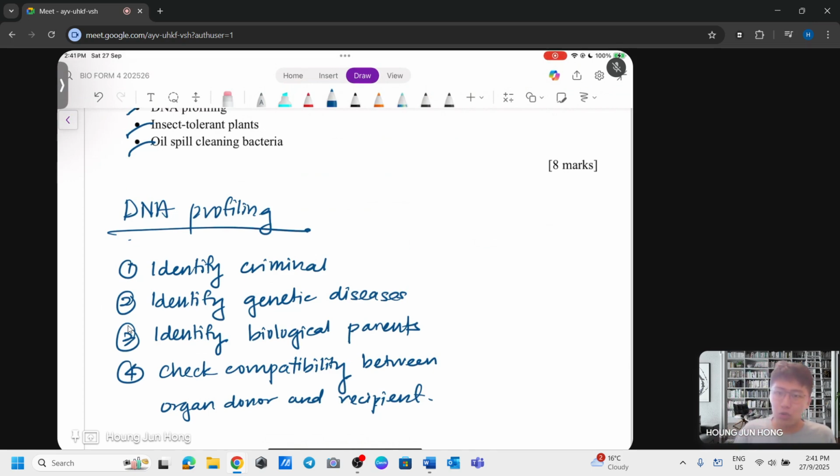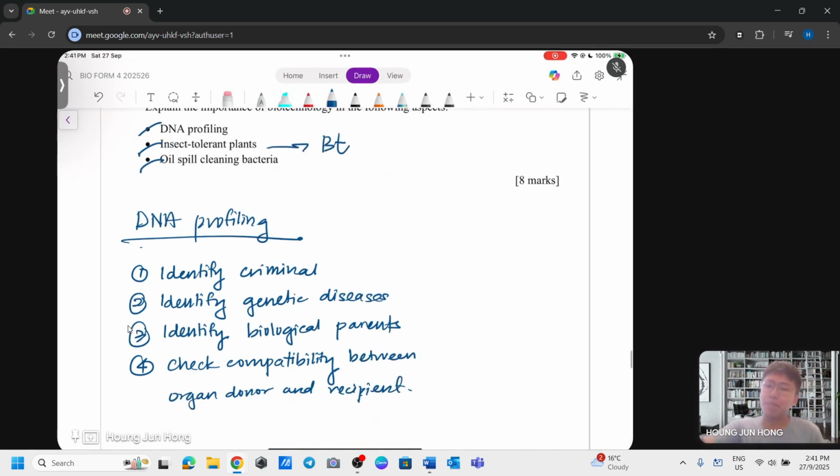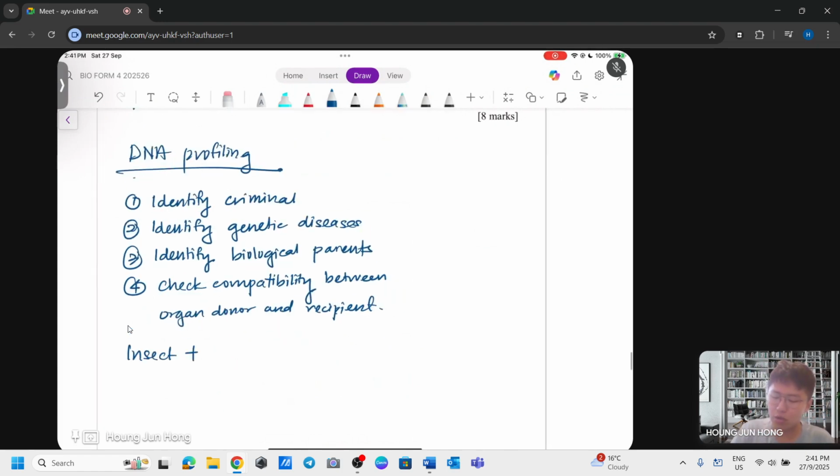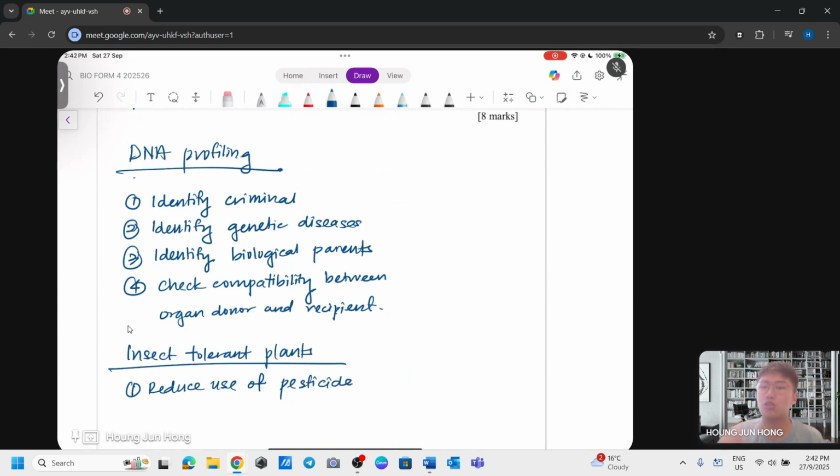Okay, next, moving on to insect tolerant plant. If you remember, this is basically your BT plant, right? The plant that can actually produce toxin to kill the pests by itself. I think you also learned it in your syllabus itself. By doing so, you can reduce the usage of pesticide. Because your plant is already capable of killing the insects by itself, there's no more need for you to kill them. That's the idea of reducing pesticide.